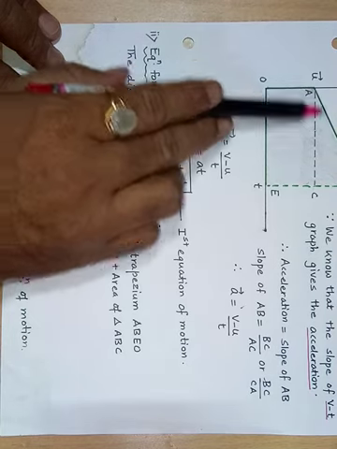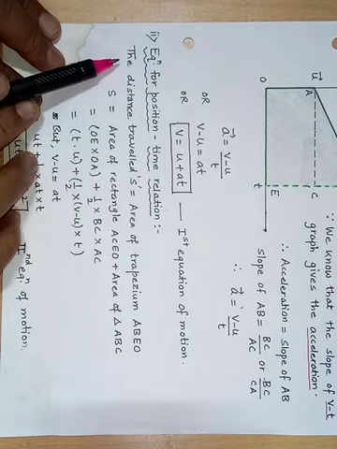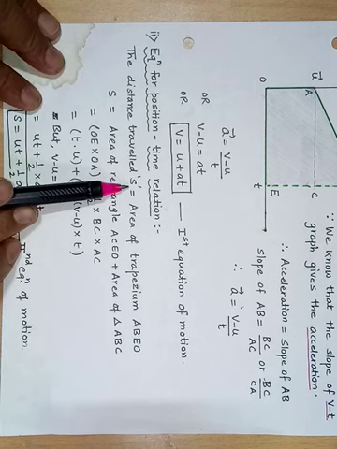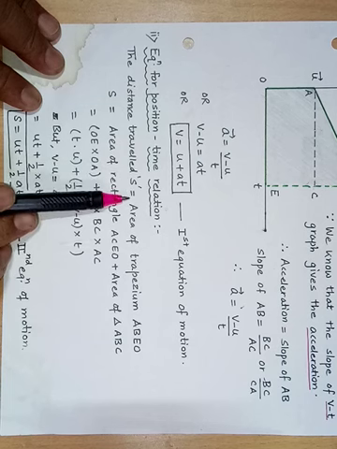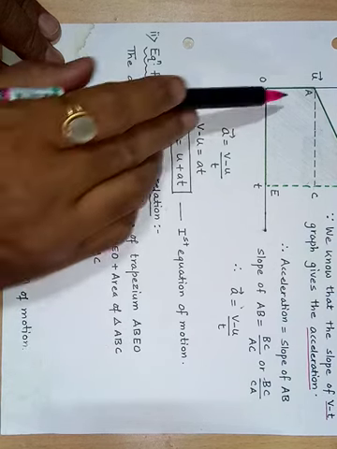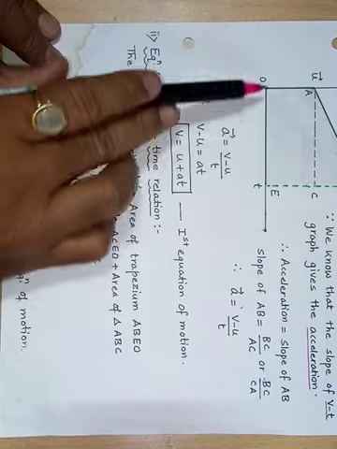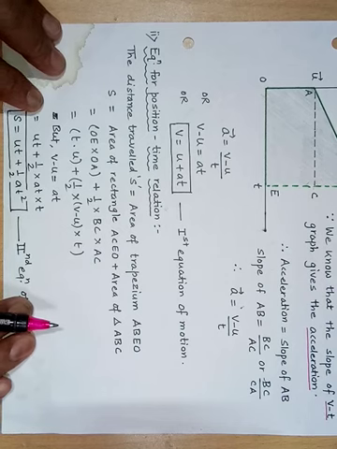So this particular area of the trapezium gives me the distance traveled by the object. So I can write here the distance traveled, which is represented by S. Distance traveled by object S is equal to the area of the trapezium ABEO. This is nothing but the trapezium. So how can I calculate the area of the trapezium?